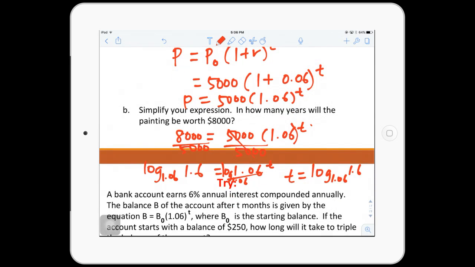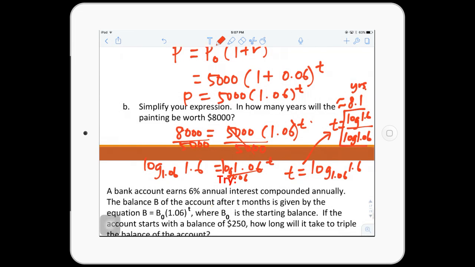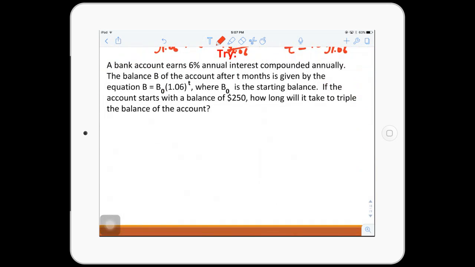Now we're going to use the change of base formula, and here's how we're going to apply it. t is going to equal the log, what's on the bottom stays on the bottom, so it's log of 1.6 divided by the log of 1.06. You can go ahead and use a calculator to find out what that answer is, but I have approximately 8.1 years. So go ahead and practice getting that answer on your calculator. That is using the change of base formula. And that's the end of that problem.